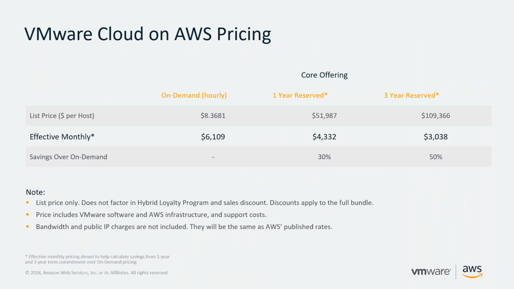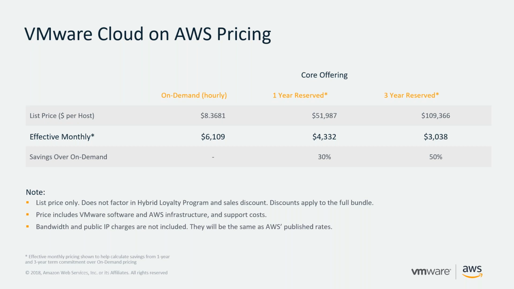To get into a bit more detail here, we have listed out the pricing. This pricing is also available on cloud.vmware.com, and you'll see here the standard list pricing. The offering is sold on a per host basis, and so when you provision your SDDC, you choose how many hosts you want to provision into that cluster, and those hosts are billed out at $8.37 an hour, or if you take the longhand, $8.3681 per hour.